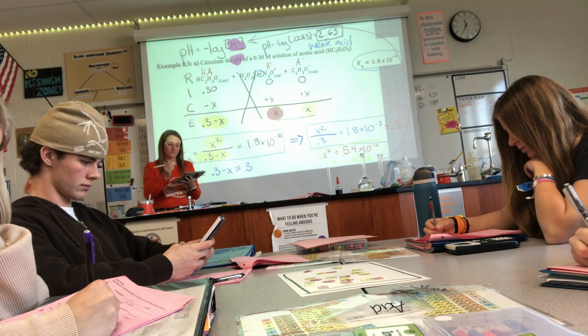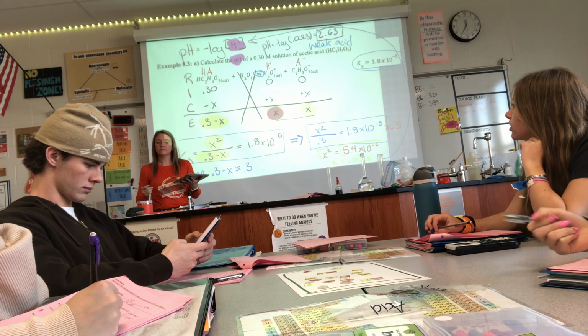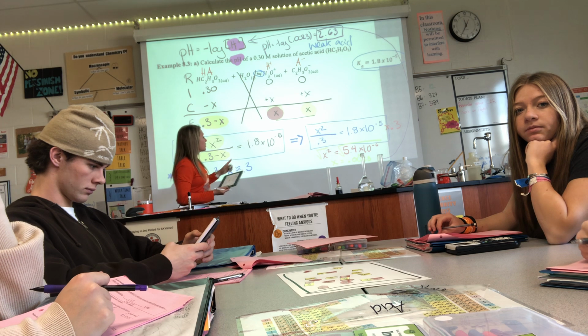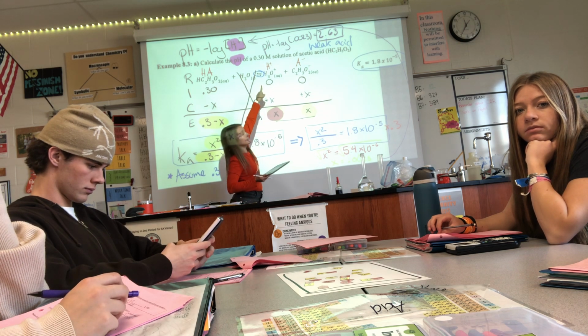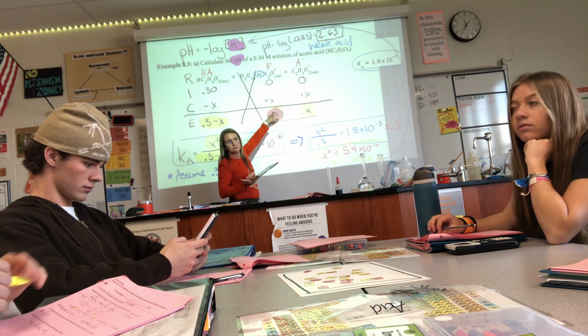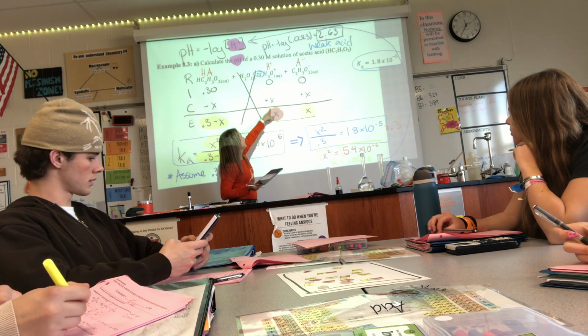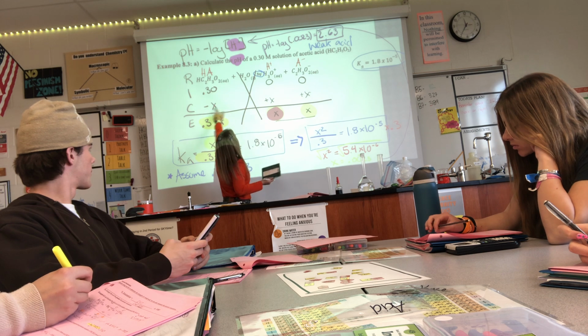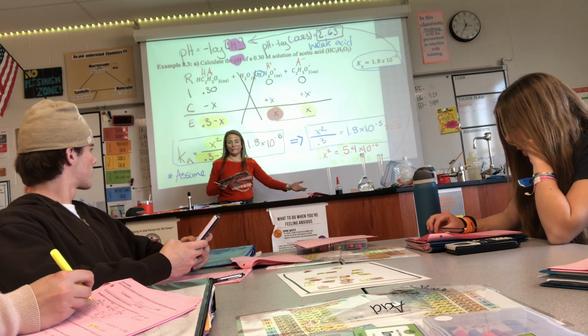Why is that the H plus? So x is the amount of H plus that was created. You see right here from our ICE chart, it's how much gets made as this breaks down by that same value.